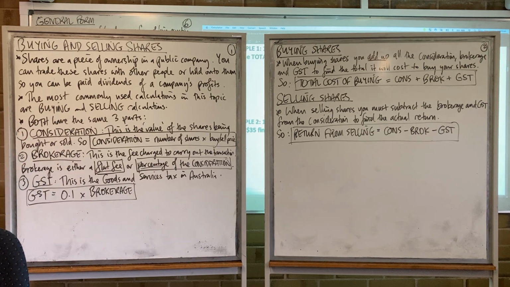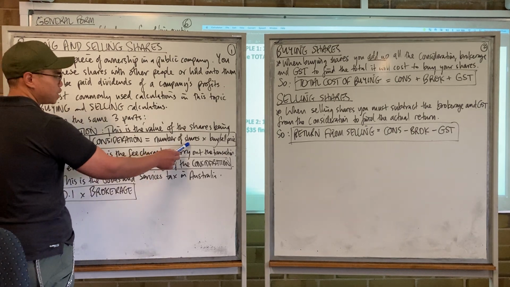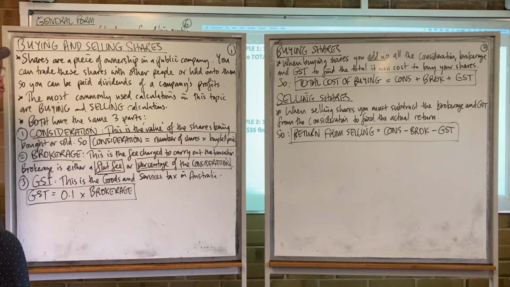The first is the consideration. This is what the shares are worth that you're buying or selling. What is it? The consideration is the number of shares you're buying or selling times the buying or selling price. So a multiplication. What is the brokerage?